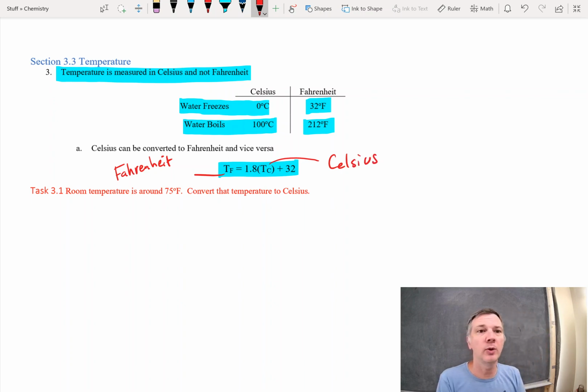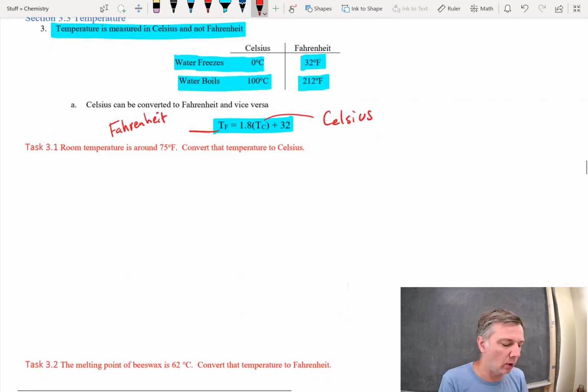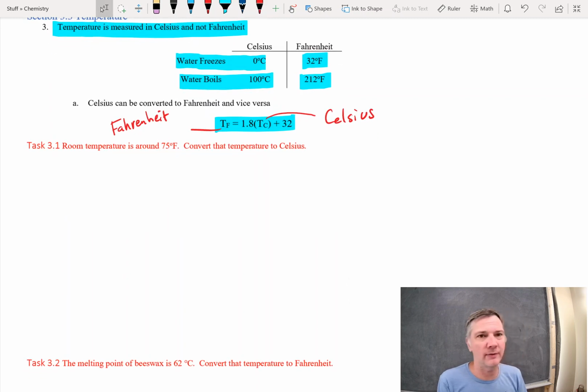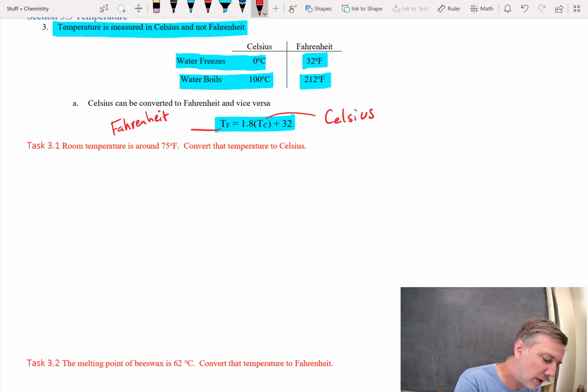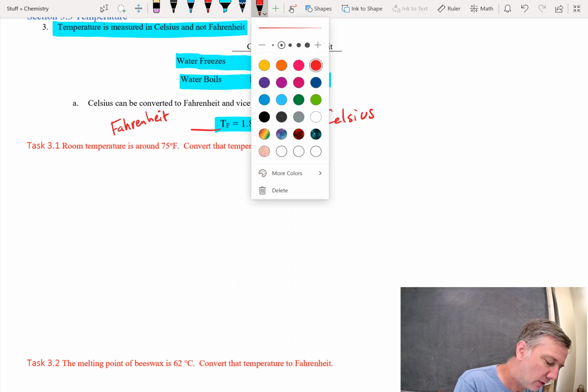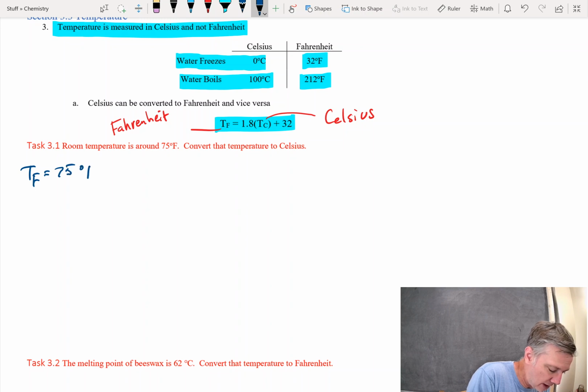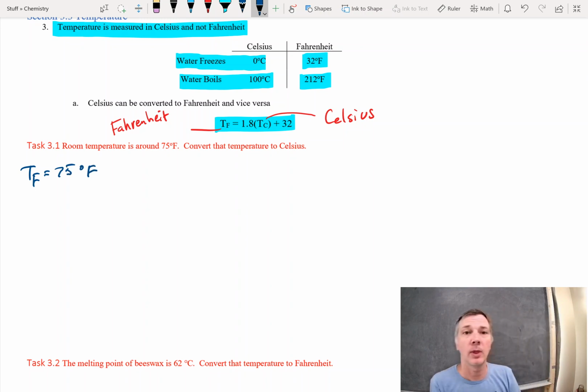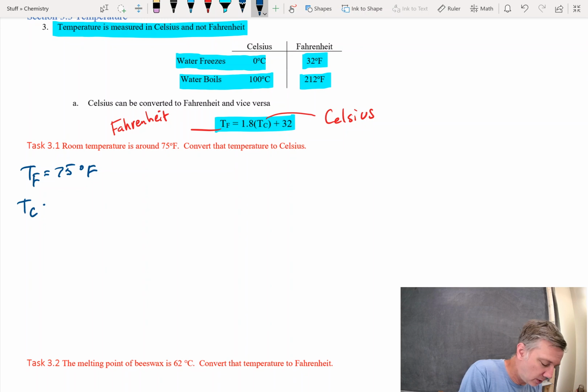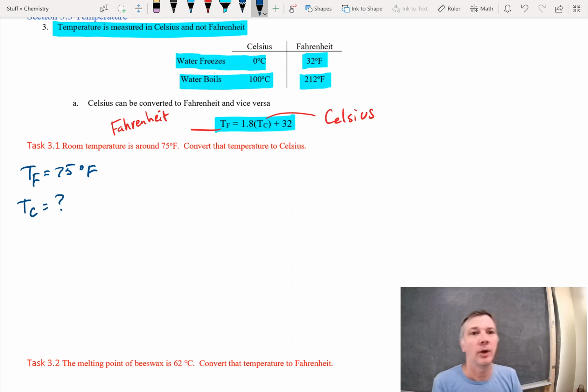Let's do an example. Task 3.1. Room temperature is around 75 degrees Fahrenheit. Convert that temperature to Celsius. So let's see how we would do this. The first thing we want to do is record everything that we know. We have the temperature in Fahrenheit of 75 degrees Fahrenheit. We want the temperature in Celsius. So there, I've identified my variables.